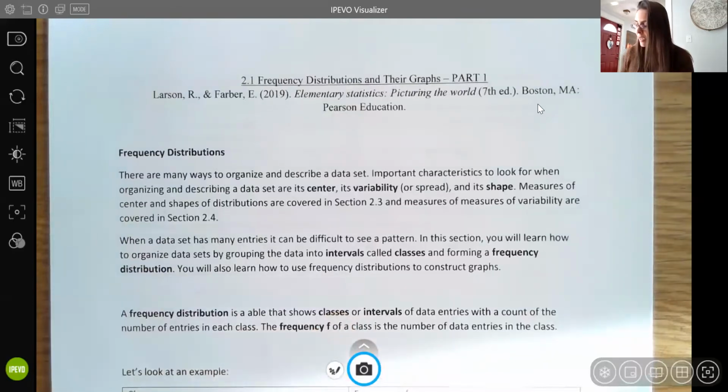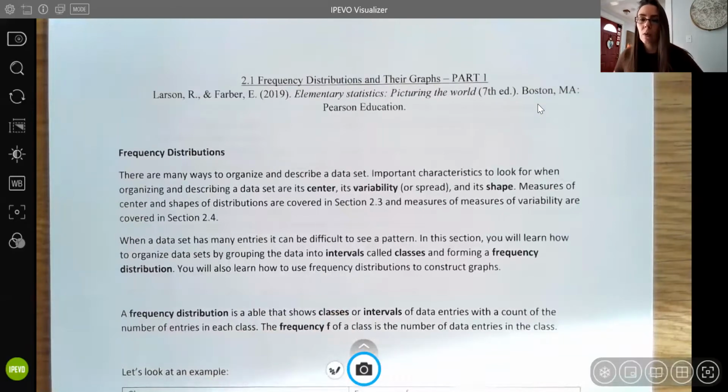There are many ways to organize and describe data. Important characteristics to look for when organizing and describing a data set are its center, its variability, and its shape. Measures of center and shapes of distributions are going to be covered in section 2.3. So we're not quite there yet, but we'll get there. And measures of variability are covered in section 2.4.